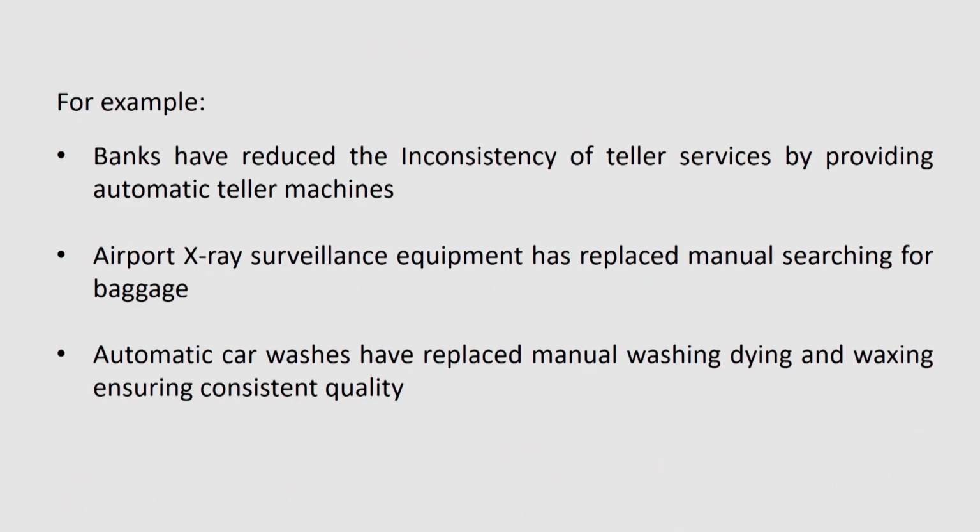Now, here are the different examples. One example we have taken from the financial sector says that banks have reduced the inconsistency of teller services by providing automatic teller machines. The financial sector is always trying to get updated, always on the move to be abreast with technological changes. So, it is written here that the banking sector has reduced the inconsistency of the teller services being provided, and this inconsistency is minimized to a greater extent with the deployment of automatic teller machines.